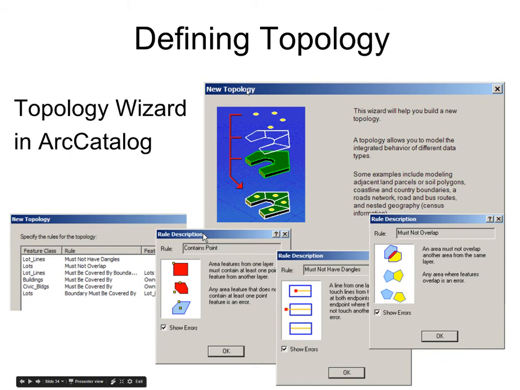So this is a wizard that shows some of the defining of your new topology. You set up some rules: must not overlap, must not have dangles, contains points. And these are the rules that are being set up over here. And this is a few more than you see from the wizard here.